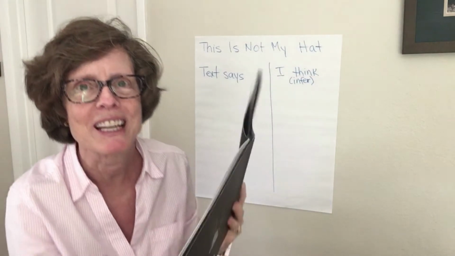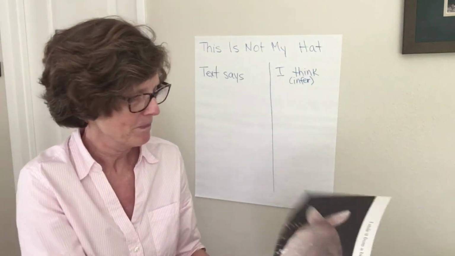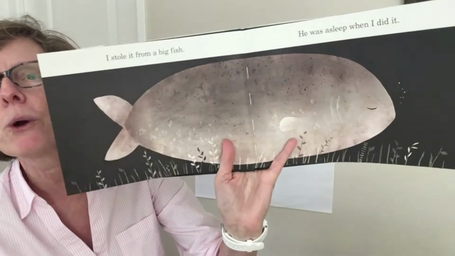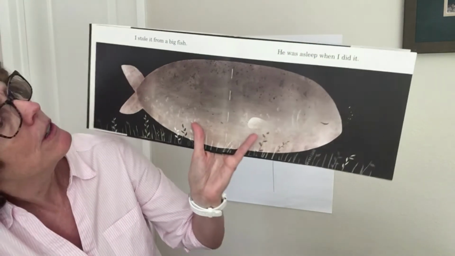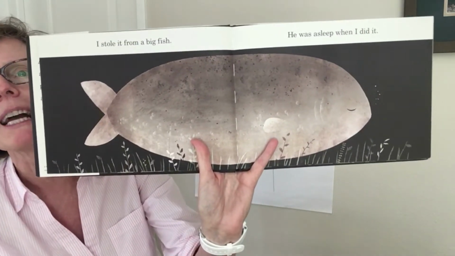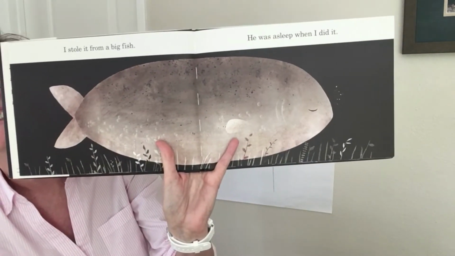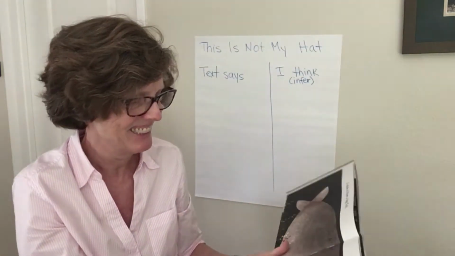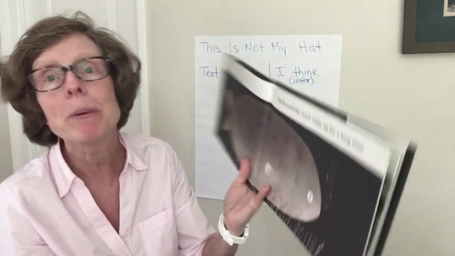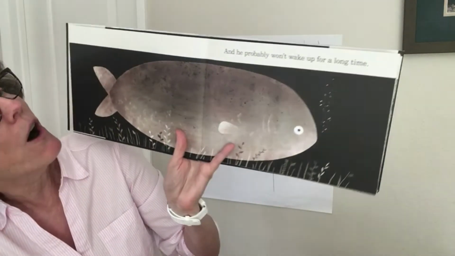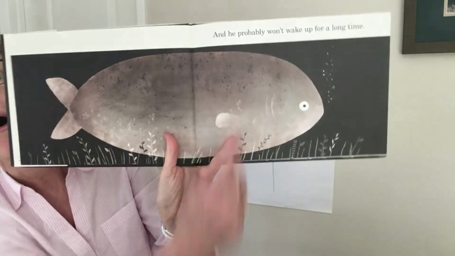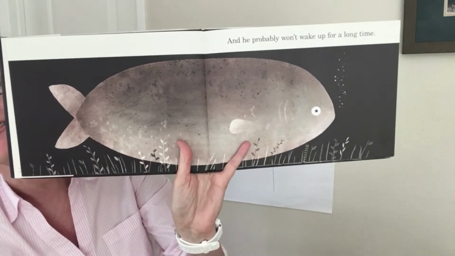Which way are his eyes looking? Kind of to the back. Oh, I stole it from a big fish. He was asleep when I did it. And he probably won't wake up for a long time. What do we notice about the illustrations on the eyes?